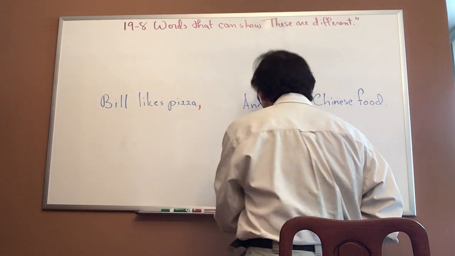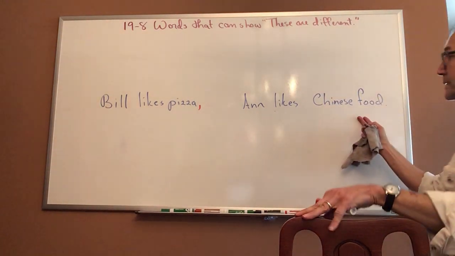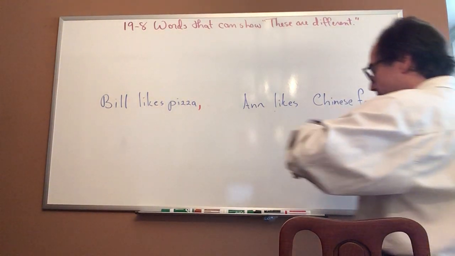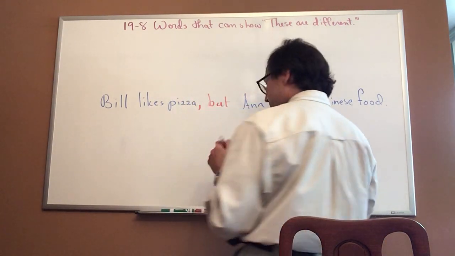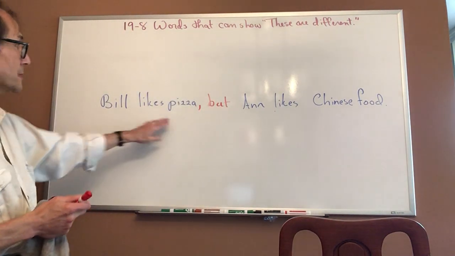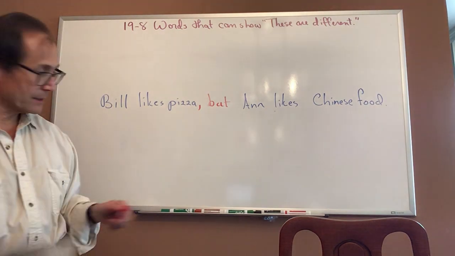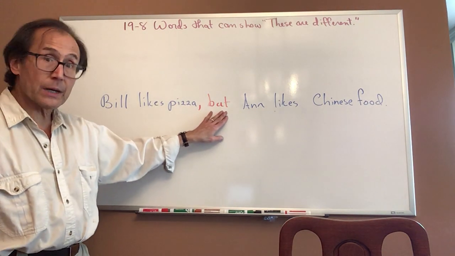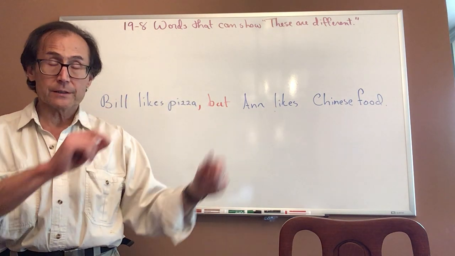Another word that I can use for a connection where this is true and this is true, I want to show they're different, is "but." So I can say, Bill likes pizza, comma, but Anne likes Chinese food, period. And "but" can also be used to join two sentences that are just different.